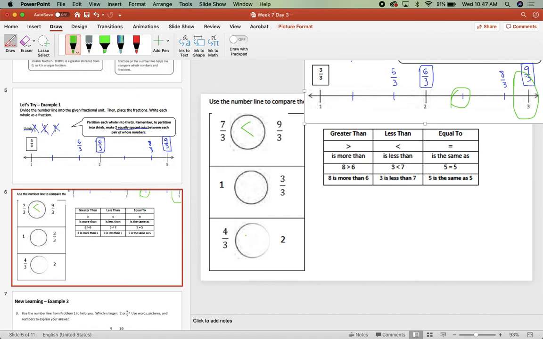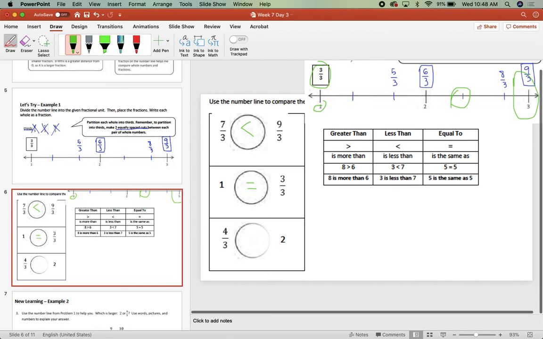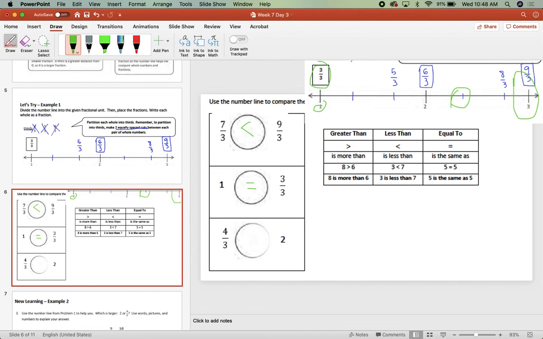Okay. Let's look at the next one. 1 whole and 3/3. Let me look at my number line again. Okay, here's 1 whole. Here's 3/3. Oh, they're equal. They tried to trick me. All right, equal to. Cool. Now let's look at the last one. Let me find 2 wholes. That's going to be 6/3. And 4/3 would be right here, right after 3/3, between 3 and 5. 4 is going to be closer to 0. 4/3, so 2 wholes, aka 6/3, is bigger. Good job.